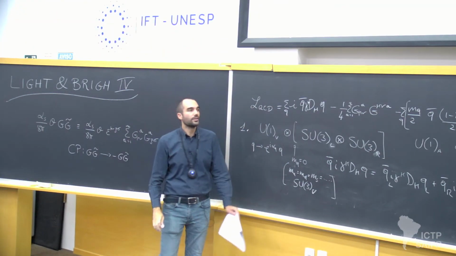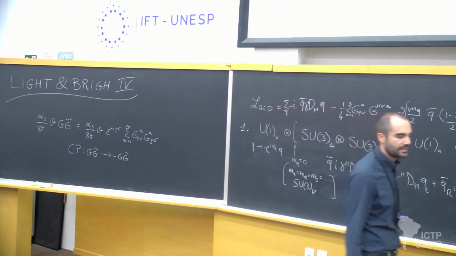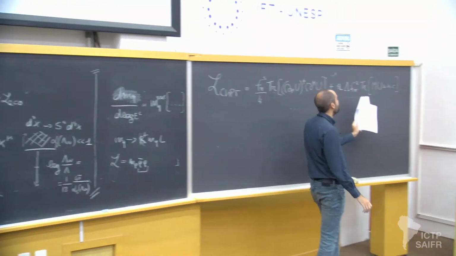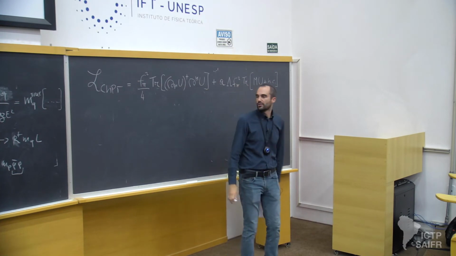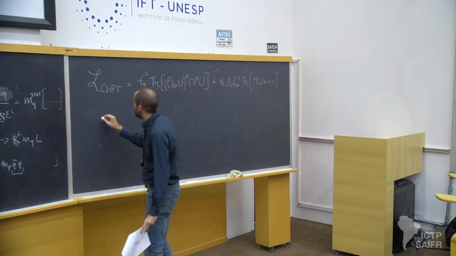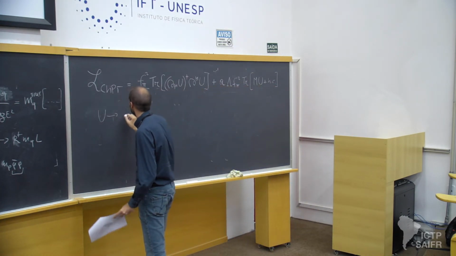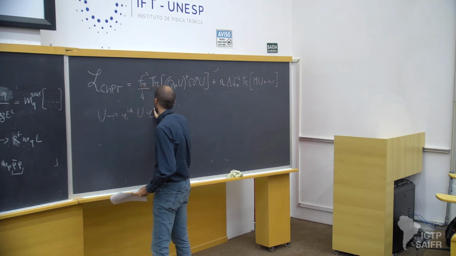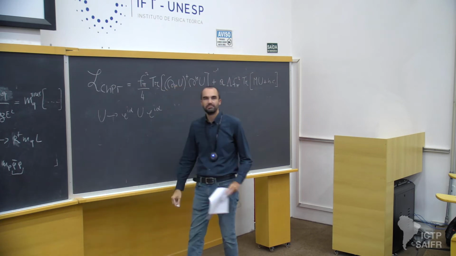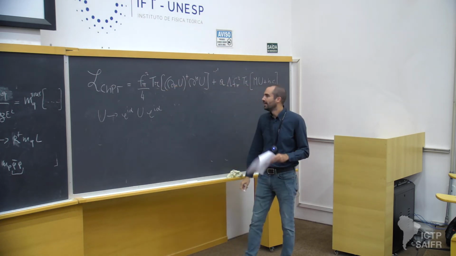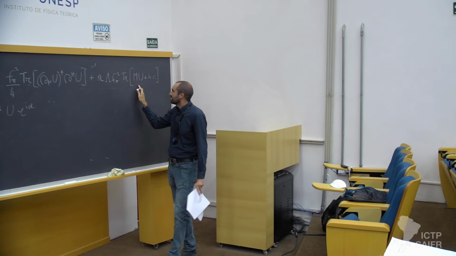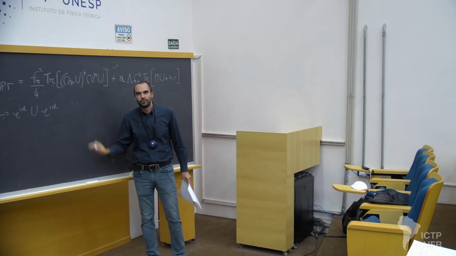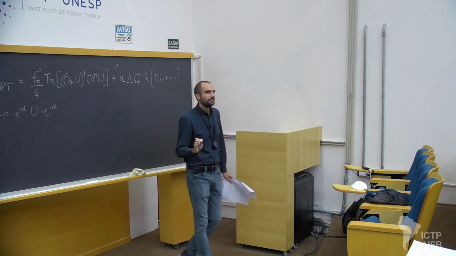Okay? And in this theory, we're breaking the axial symmetry only in this term. Okay? So an axial transformation here would look like U goes to e to the I alpha U e to the I alpha. So you can work it out as an exercise. And so, okay, you can see that this term breaks it, but this term preserves it. So somehow we're missing something.